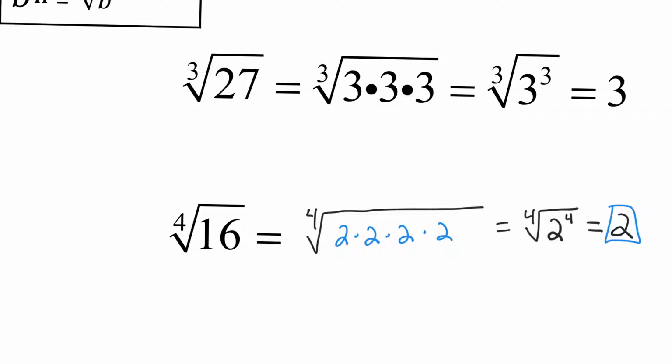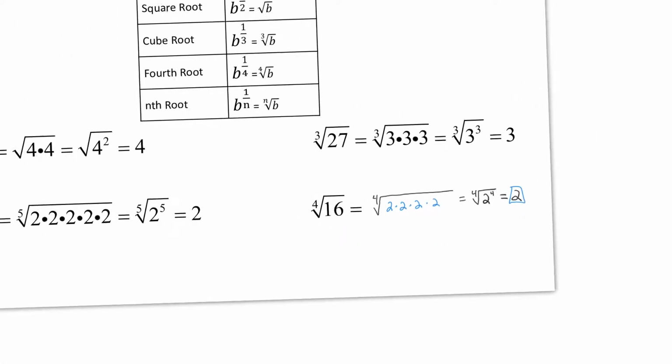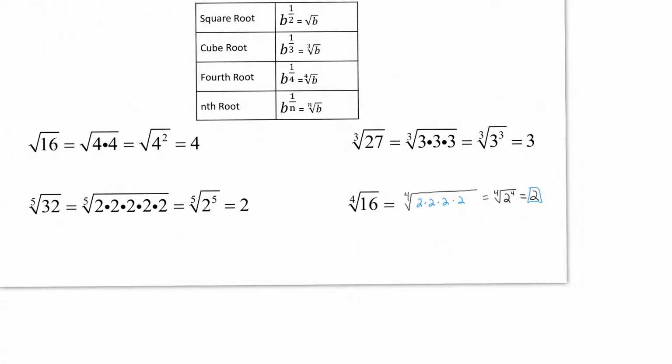Notice that it's very different if I ask you what is the square root of 16. The square root of 16, you can see it over here, is 4. But the 4th root of 16 is 2, because you're looking for that number that you multiply by itself 4 times. Those little numbers outside tell you how many times you have to multiply the number by itself. Now we also have the 5th root, the 6th root, the 7th root, and so forth. I give you an example here for the 5th root.